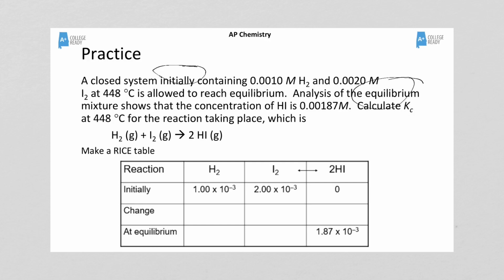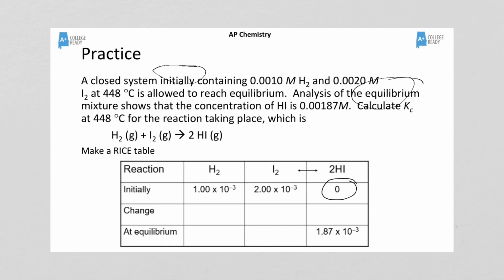So I plugged in the numbers as they were written, and then notice the HI is way down here at the equilibrium line. So I made my RICE table, and nowhere did it say that this was 0 initially, but it also is implied because it did not mention HI. It only mentioned it at equilibrium. So that implies that it must have been 0 to start with. So that's how I came up with the table and plugged in those beginning values.